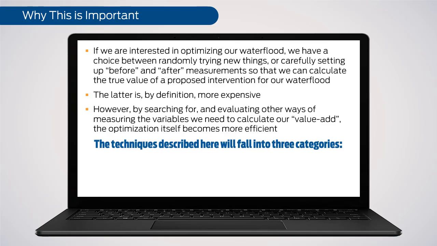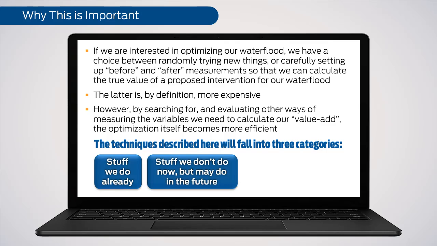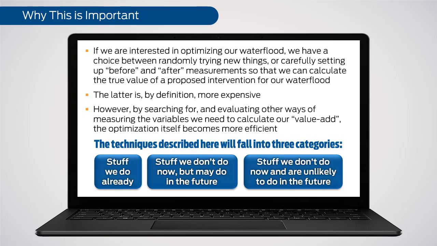Therefore, we can expect that the techniques described here will fall into three categories: stuff we do already, stuff we don't do now but may do in the future, and stuff we don't do now and are unlikely to do in the future. We may be tempted to think that the last category is a waste of time.